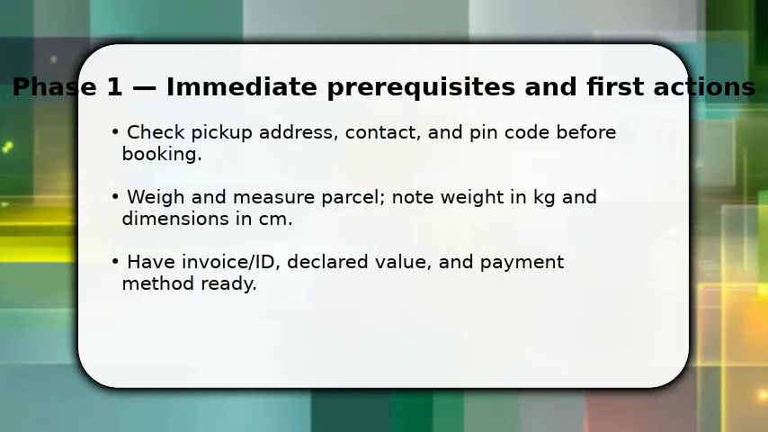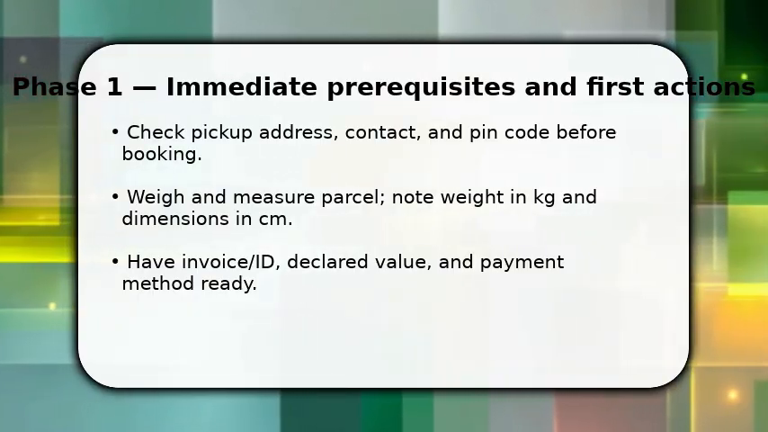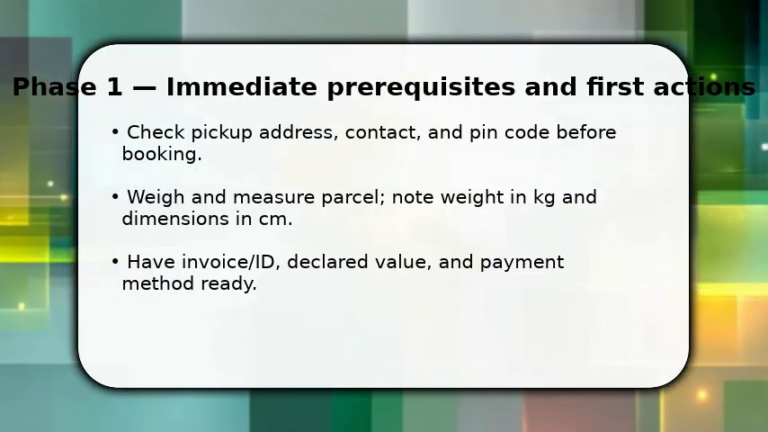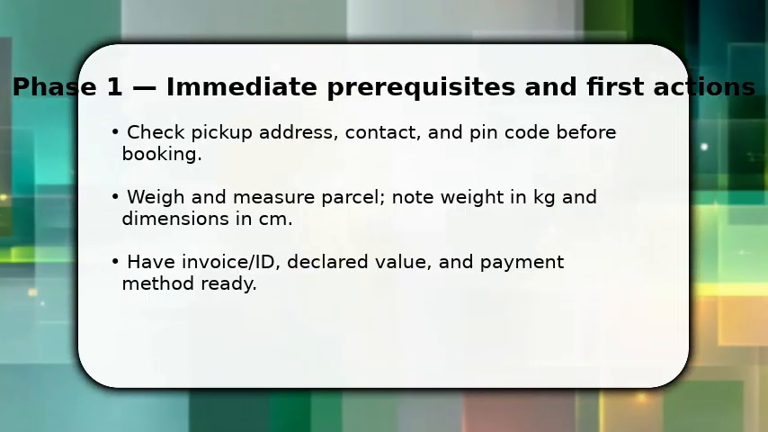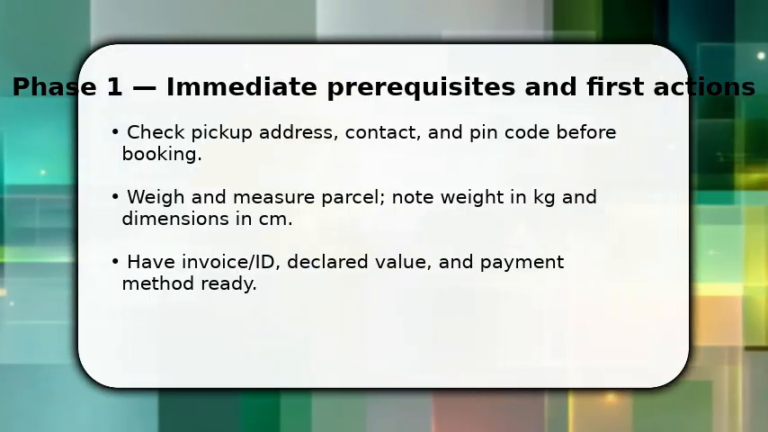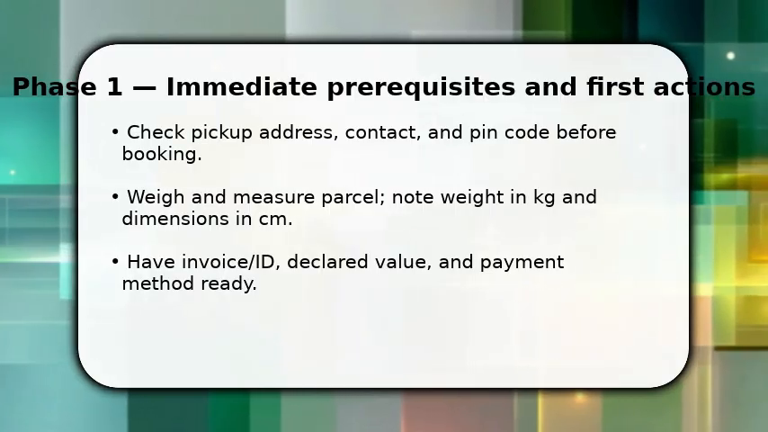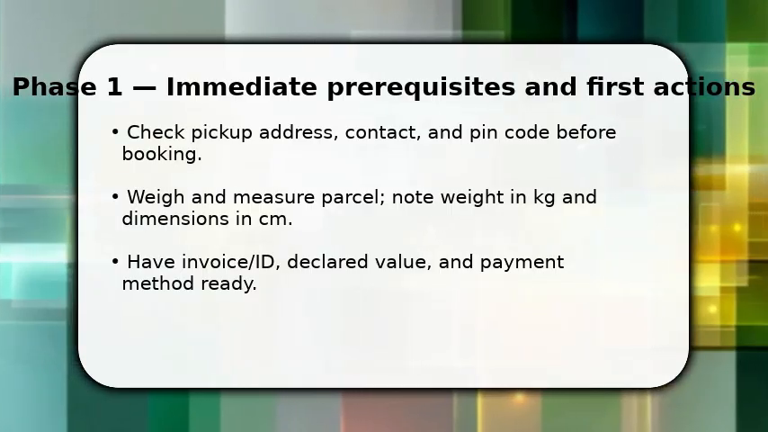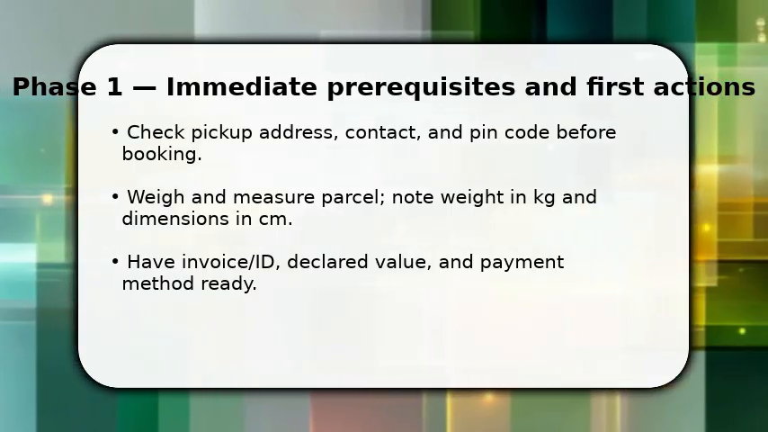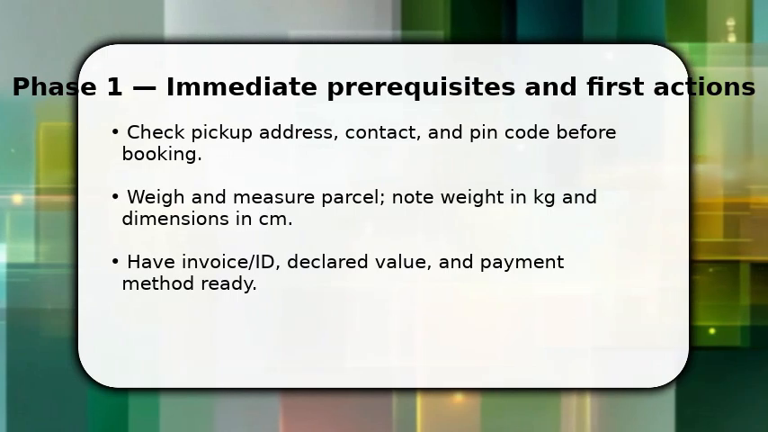Once done, weigh and measure the parcel in kg and cm because pricing depends on actual versus volumetric weight. Make sure to calculate both. Next, prepare invoice or ID for commercial shipments, declare value for insurance, and choose payment, prepaid, collect, or COD, so the system applies correct rates immediately. This speeds booking and reduces queries.